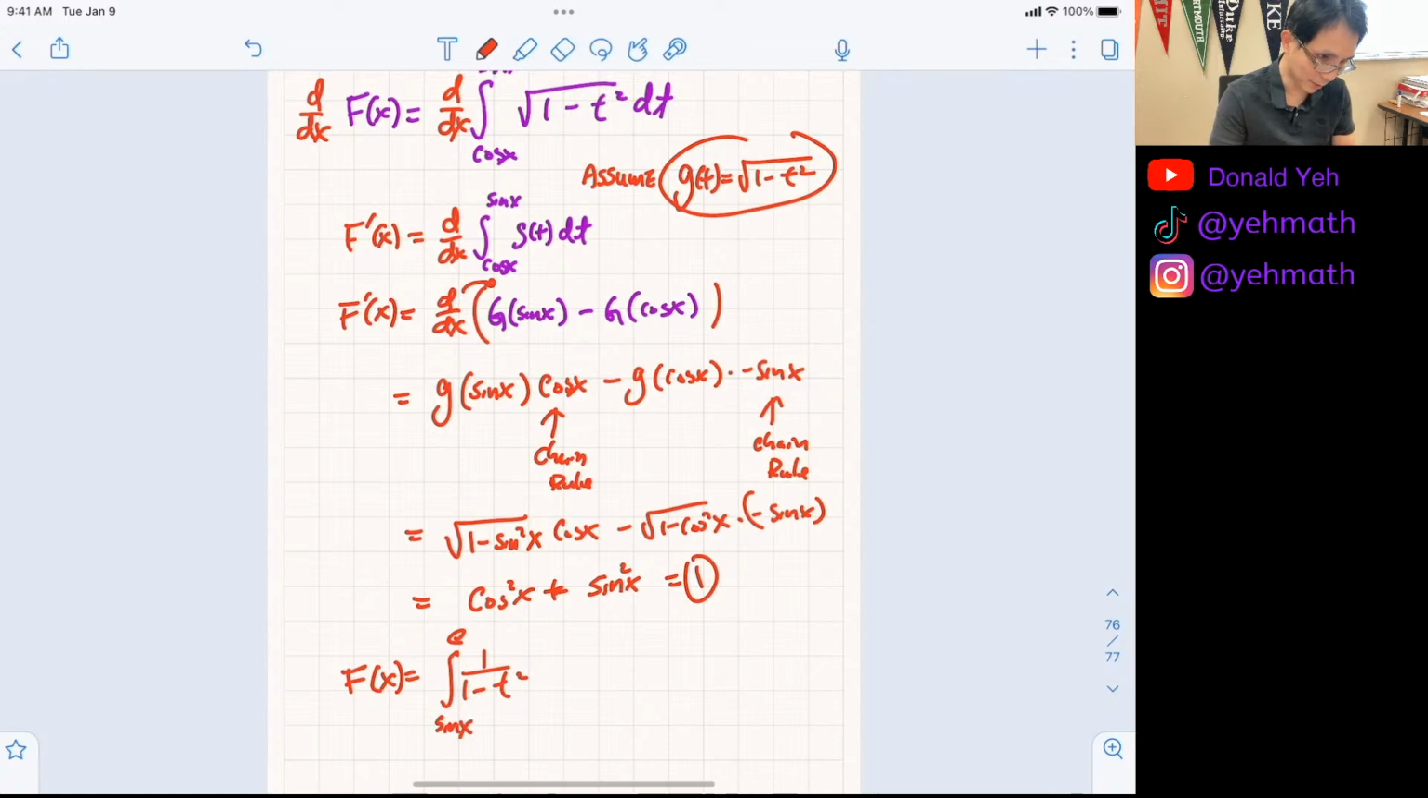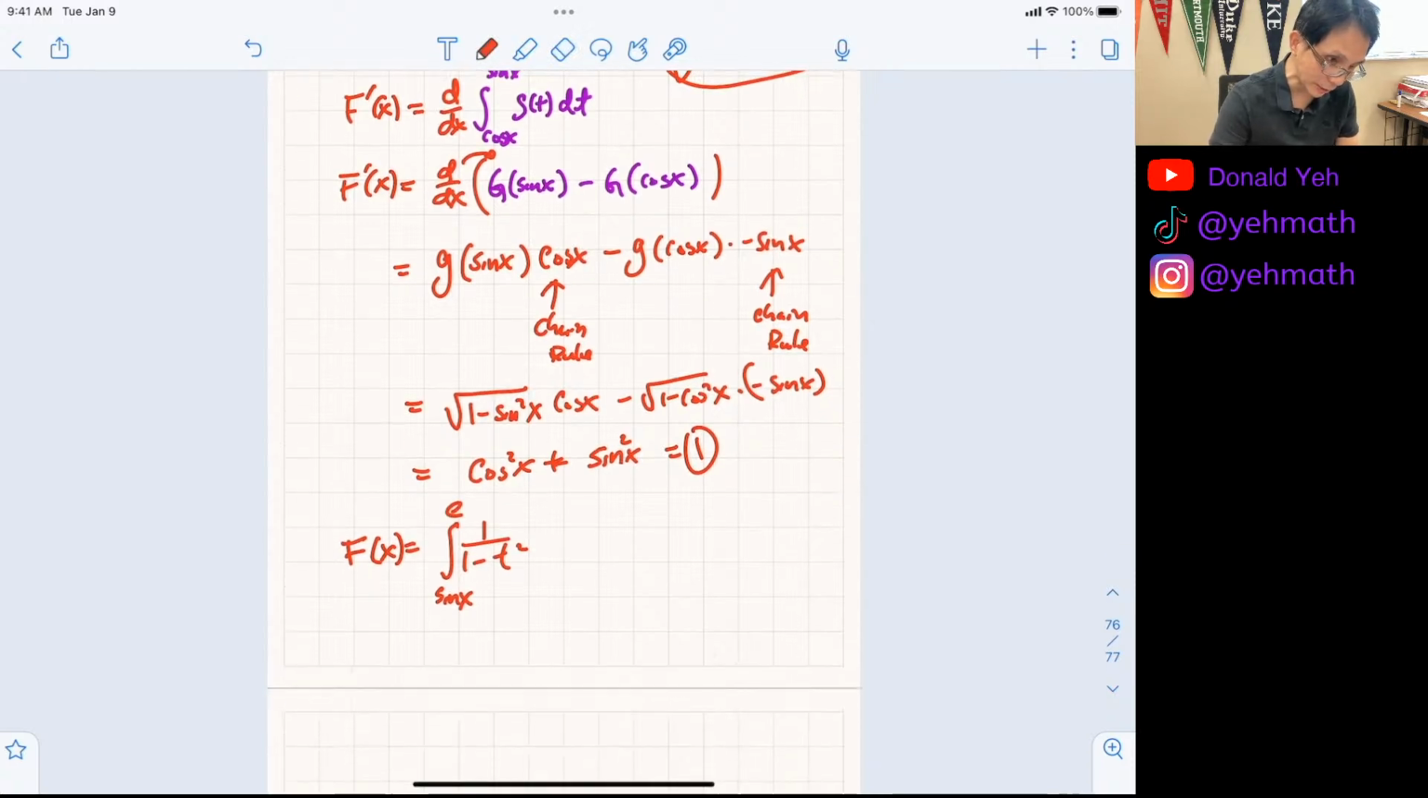Sine of x. Okay, sine of x. Wait, is it like the actual e or is it just a variable? Just e. You gotta think about what is e. Can you find f prime of x?